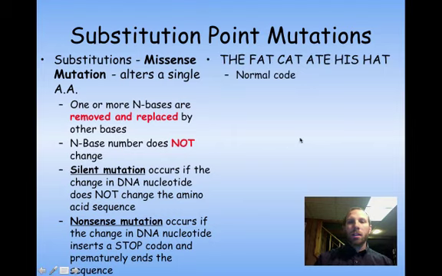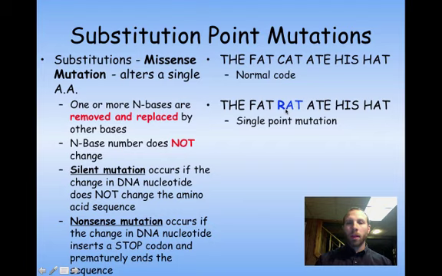And this can be seen using this sentence as an example. If this was the normal DNA sequence with our codons here, the fat cat ate his hat. A missense mutation, single point: now look, we changed the C to an R, the fat rat ate his hat. We just changed one letter, but it changes that entire codon. Therefore, it would change the entire amino acid and affect the function of this entire protein. The sentence is different now. It's about a rat eating his hat, not a cat.